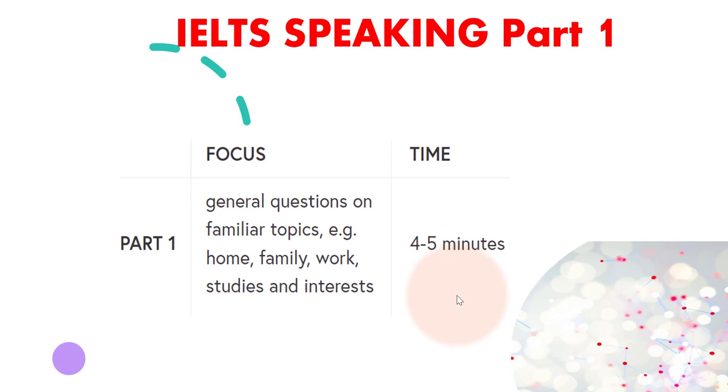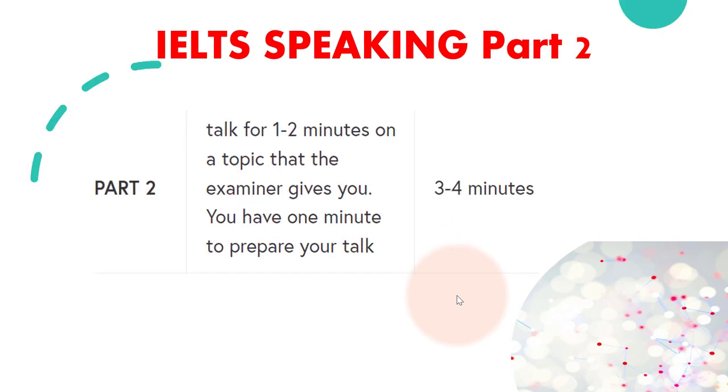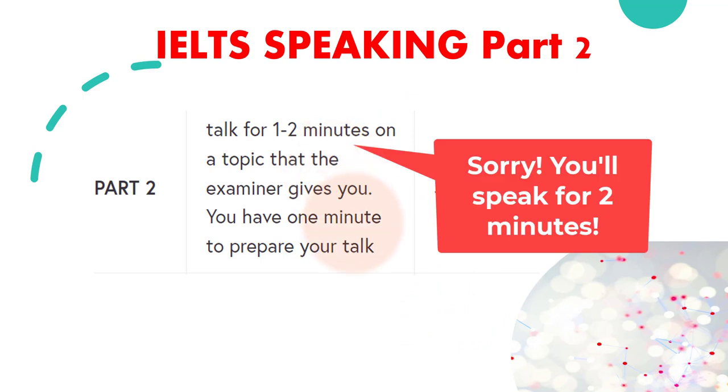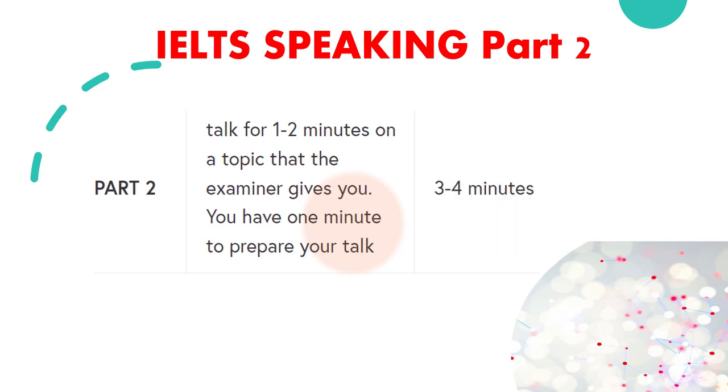After that you'll move on to part 2, and for that you'll speak for 3 to 4 minutes on a topic which is randomly selected by the examiner. Now you don't know what this topic will be. They'll be selected from a book at random, and you'll have 1 minute to prepare for this.